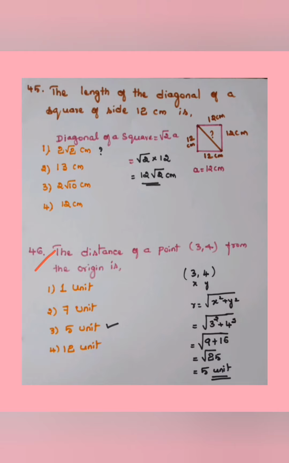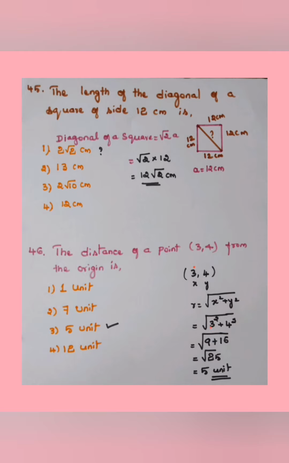Next, the distance of the point (3, 4) from the origin. We know the direct formula for the distance from the origin: r is equal to the square root of x squared plus y squared, for the given point. The point is given as (3, 4). If you consider 3 as the x value and the second value as y, you can directly substitute.